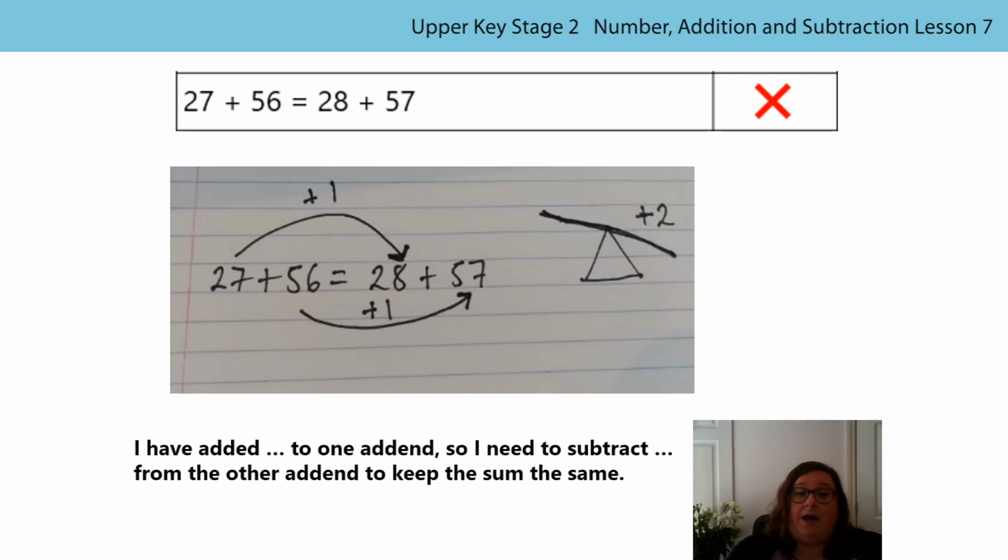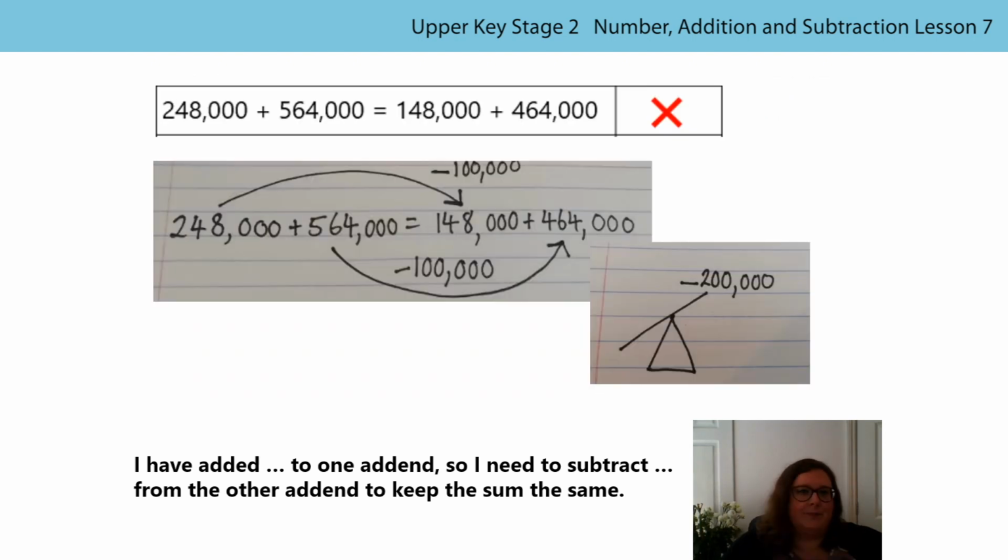However, I've increased my 56 by 1 to 57, and you can see from my balance that that means that one side has increased by 2 more than the other side. So it's not a nice level balance, it's an unlevel balance. What I should have done is subtracted 1. Okay, let's have a look at the next example.